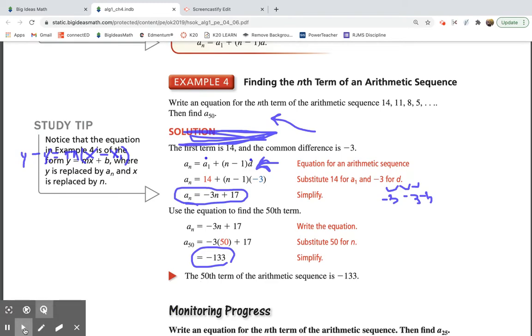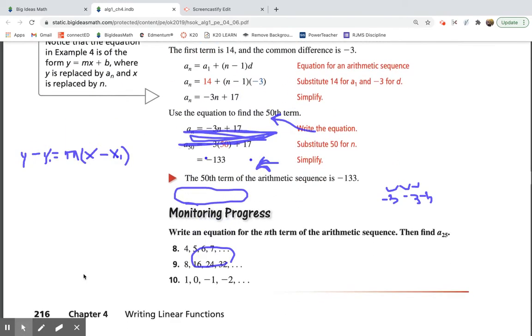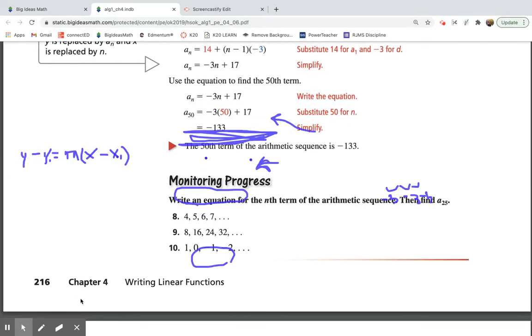Okay, so I want y'all to go ahead and try all three of these at the bottom. We'll get some good practice writing these equations. So on 8, 9, and 10, you're going to write an equation for the nth term of the arithmetic sequence, then find a sub 25. So pause the video, try those, and I'll go over it.